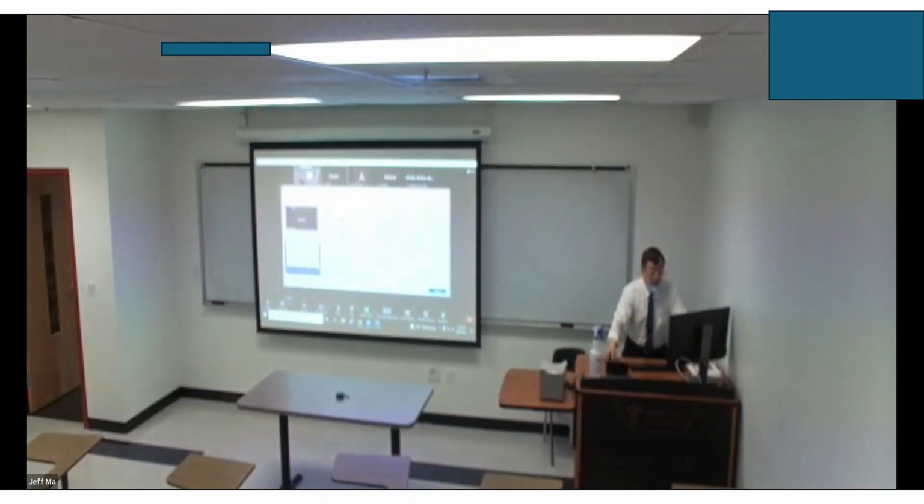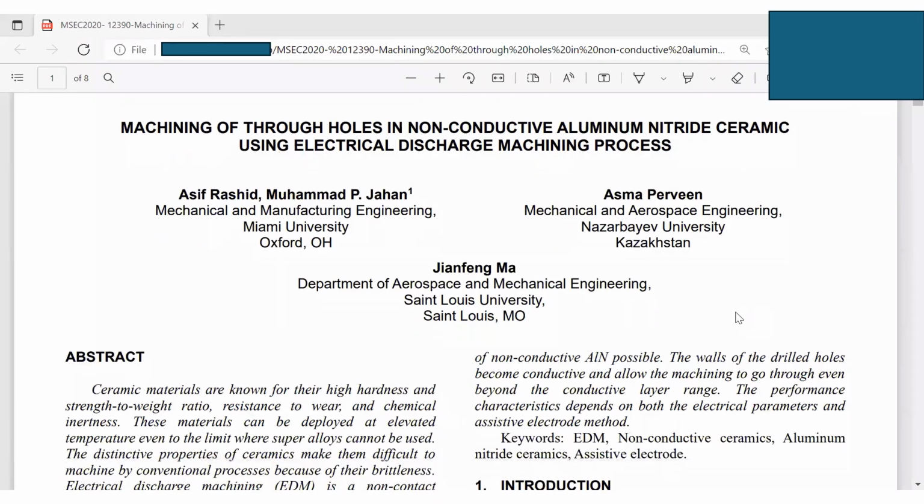And then we talk about the next paper. The next paper is also a very typical one. The unique part is that we use EDM to machine non-conductive material, the aluminum nitride ceramic. Usually, as I said, EDM is used for conductive material, but now we use EDM to machine the non-conductive.